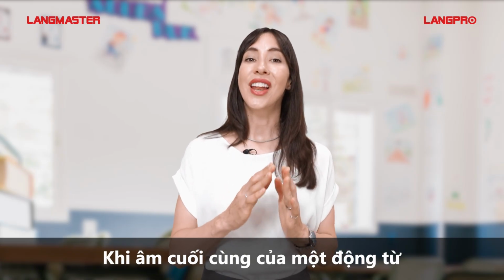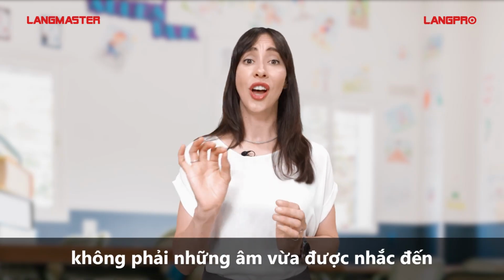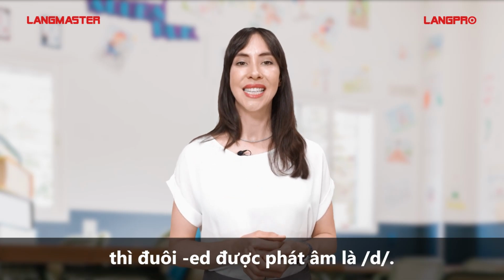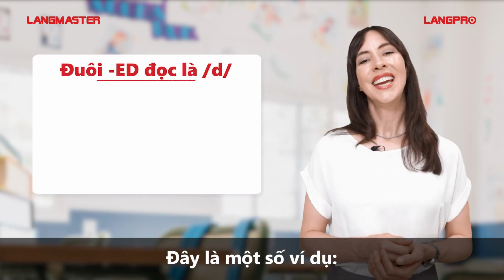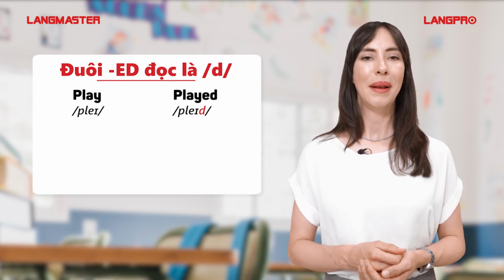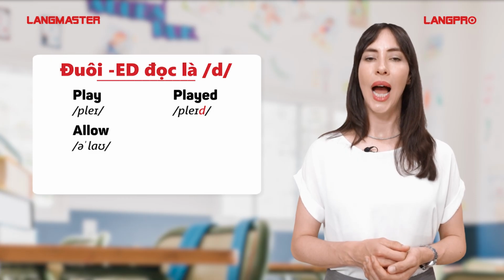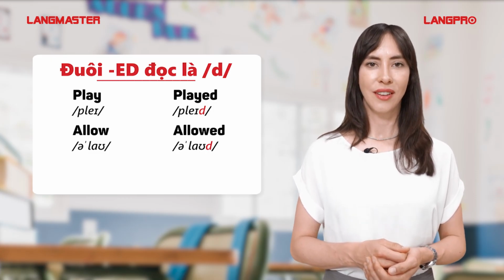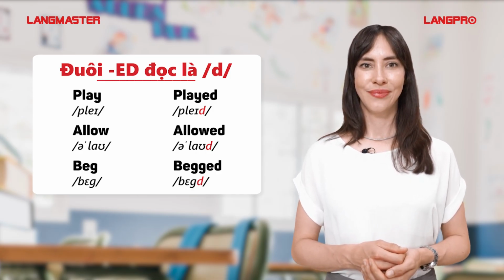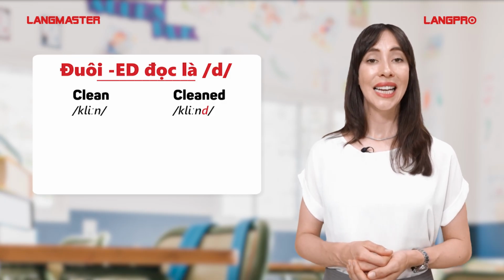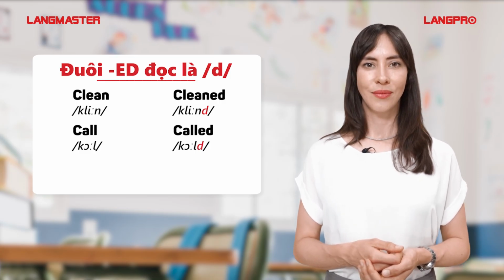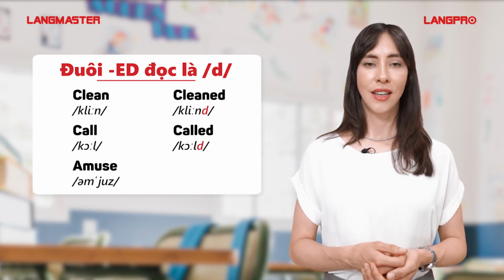Now, when the last sound of a verb is not one of the sounds mentioned above, the ED is pronounced as D. Here are some examples. Play, played, allow, allowed, beg, begged, clean, cleaned, call, called, amuse, amused.